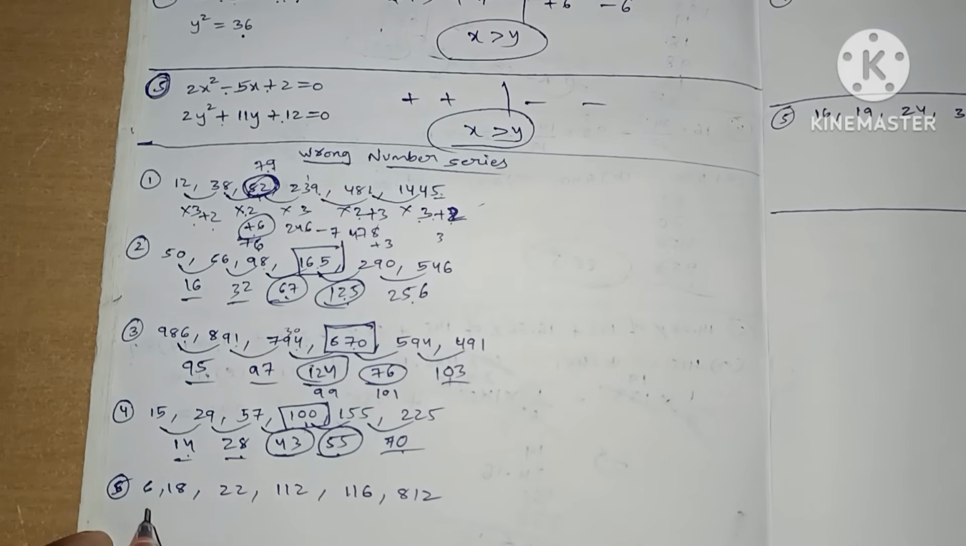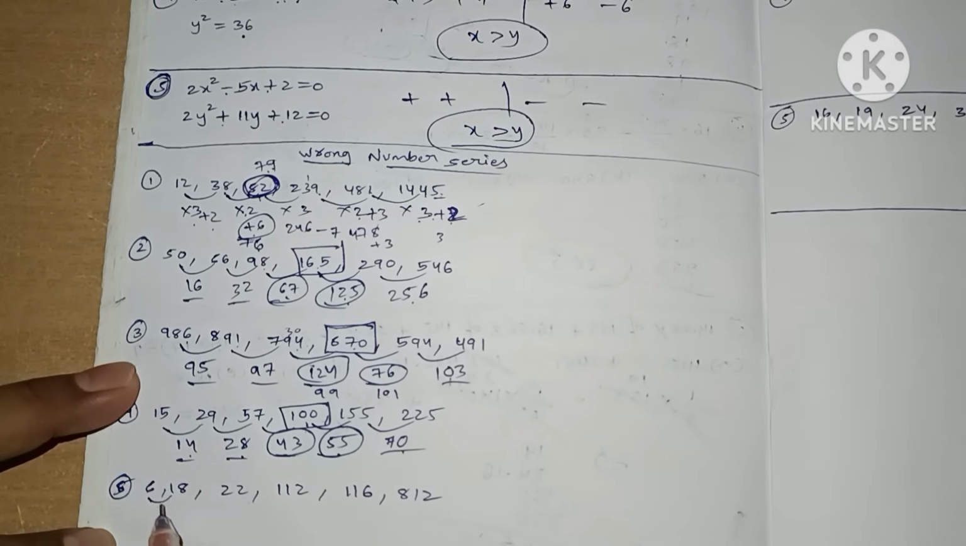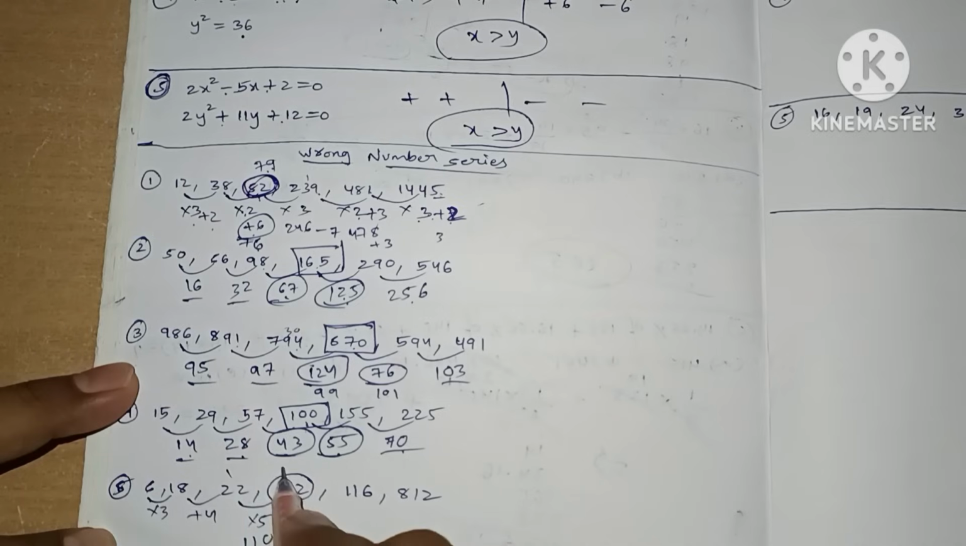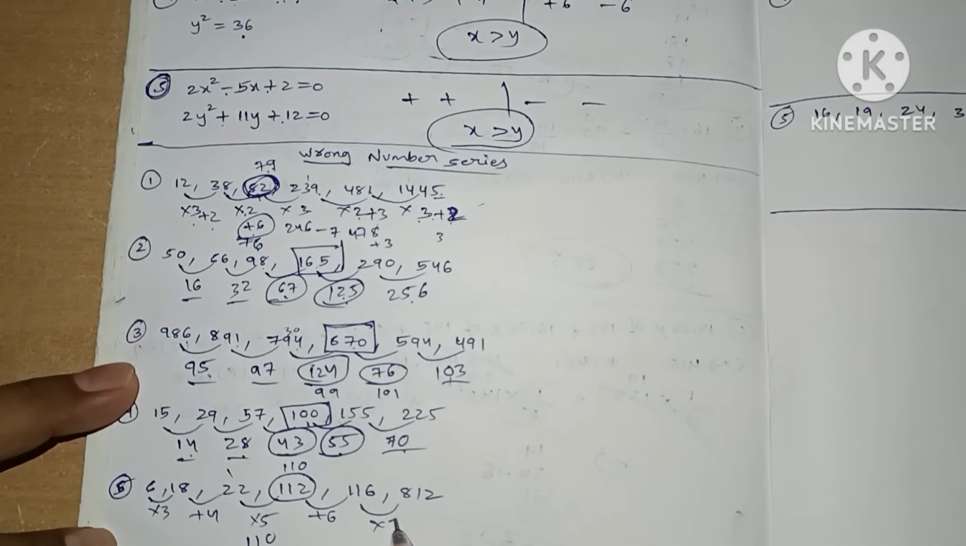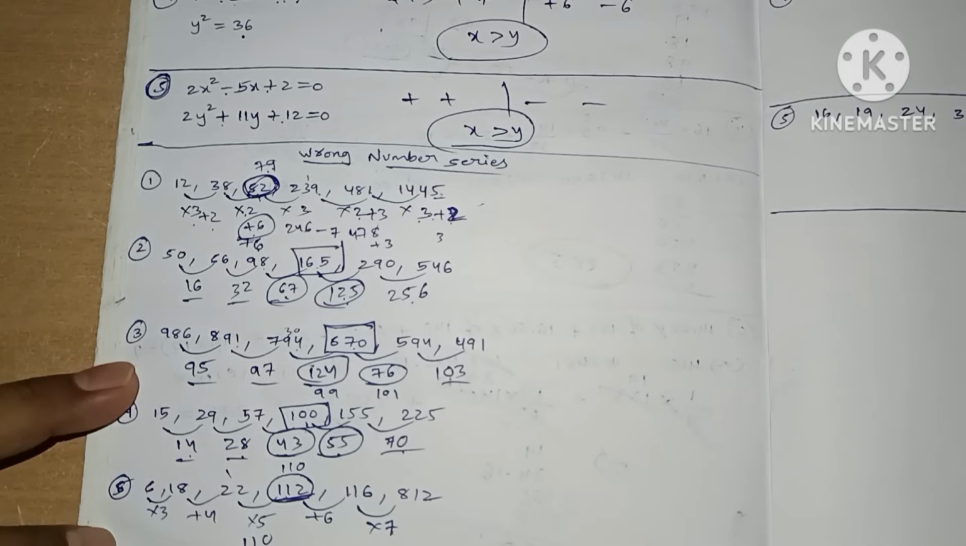Next, fifth question. Here it is into 3 times plus 4. It is nearly 5 times. 5 2 times is 10, 5 2 times 10, 11. 110. But here we have 112. So 110, let's take 110. It must be plus 6. Okay, it must be into 7 times. 7 6 times is 42. So this is our wrong number.